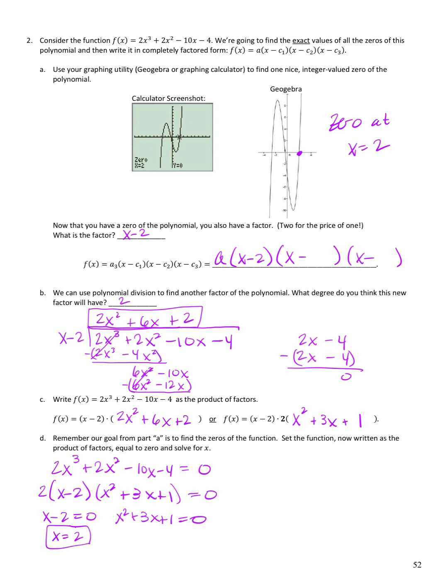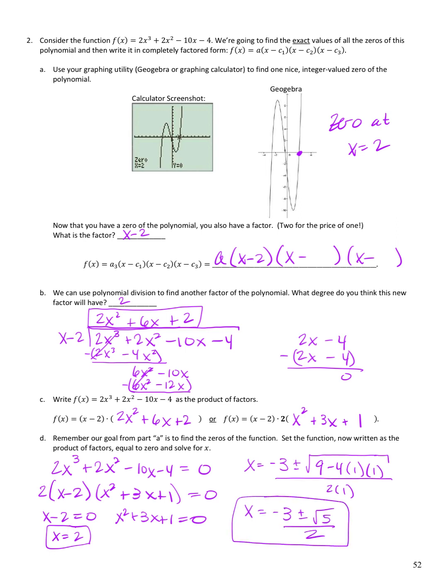But now I'm going to set this other factor, x squared plus 3x plus 1, equal to 0. That doesn't factor easily, so I'm going to use the quadratic formula. Negative b plus or minus the square root of b squared minus 4 times a times c all over 2a. So that comes out to negative 3 plus or minus root 5 all over 2.